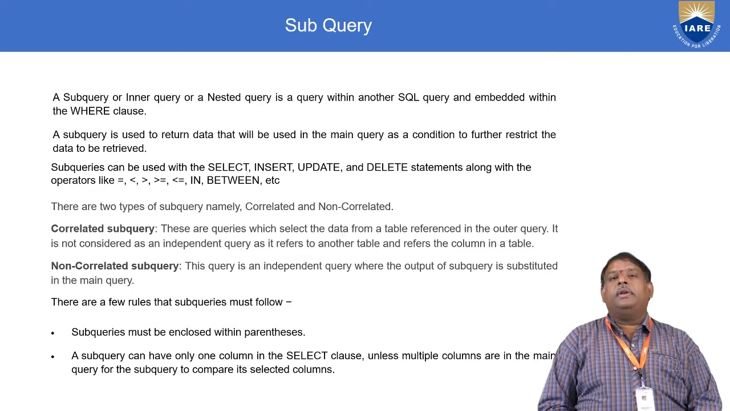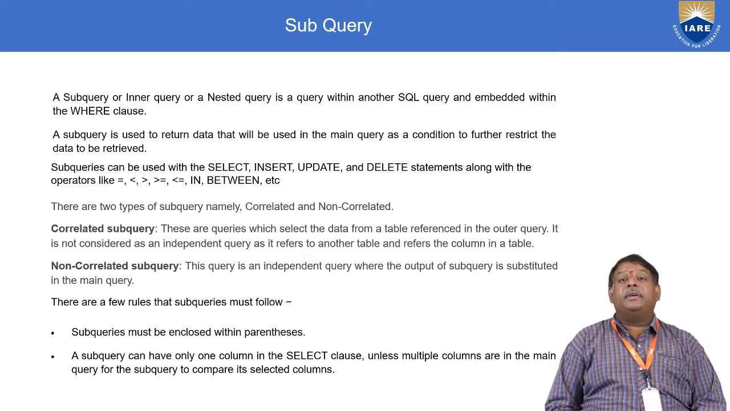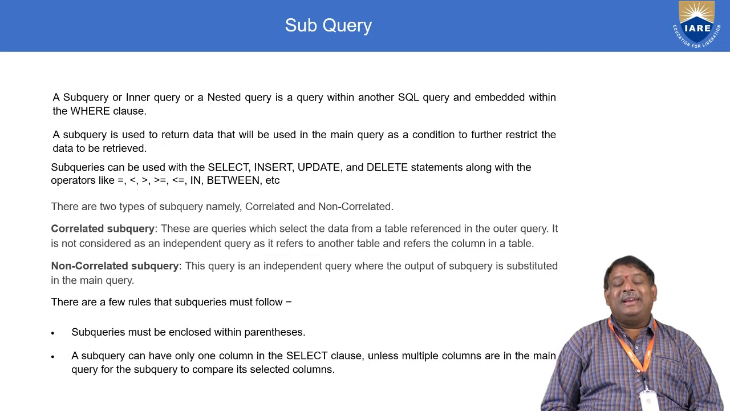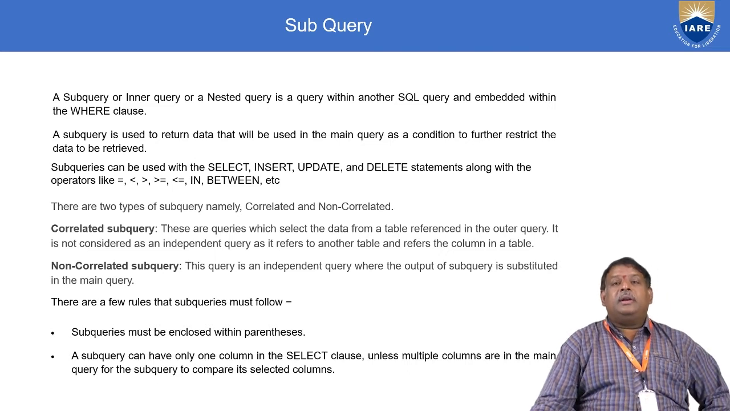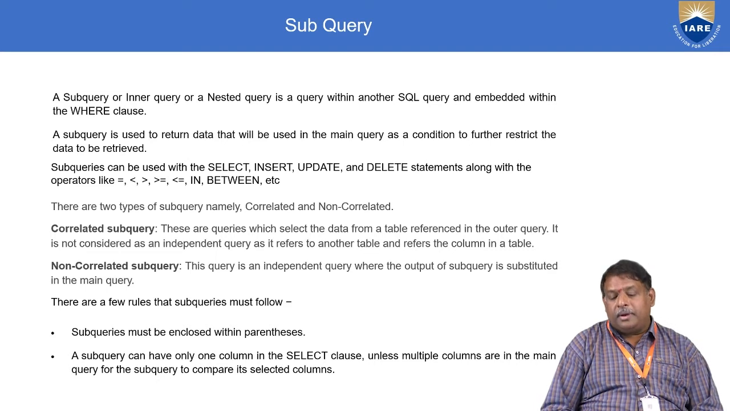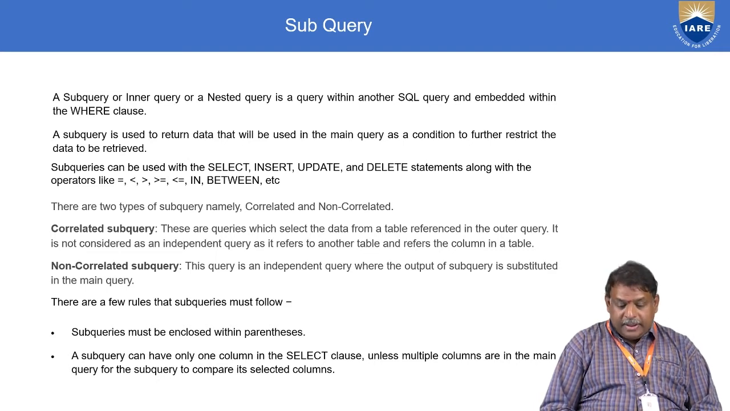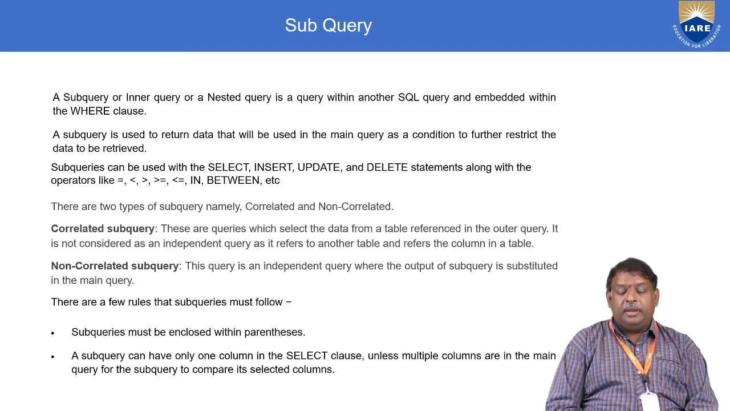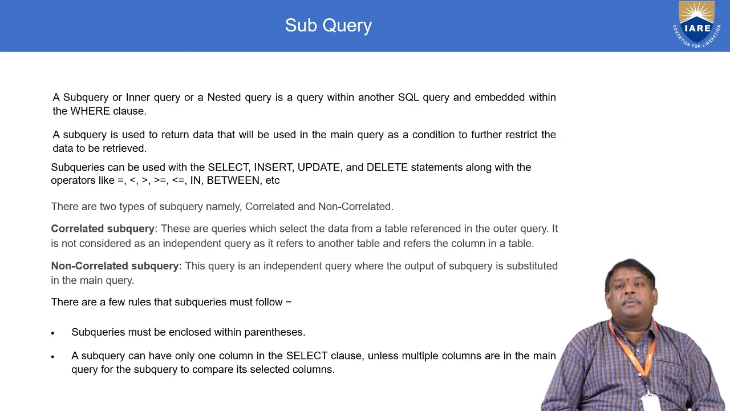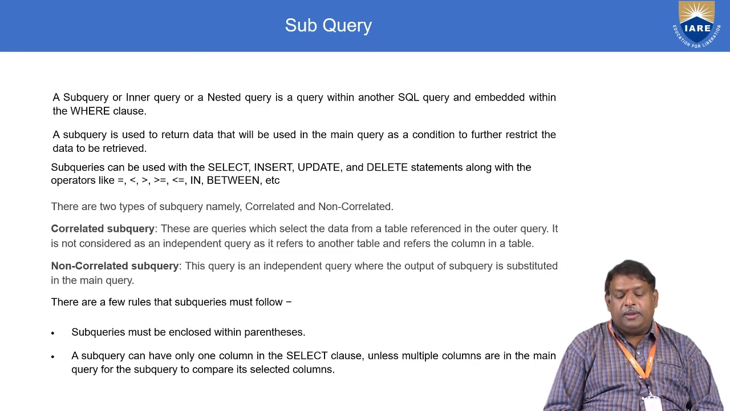What is a correlated query? These are queries which select the data from a database table referenced in the outer query. It is not considered an independent query, as it refers to another table and to a column in the table. Whereas a non-correlated subquery is an independent query, with the output of the subquery substituted in the main query.